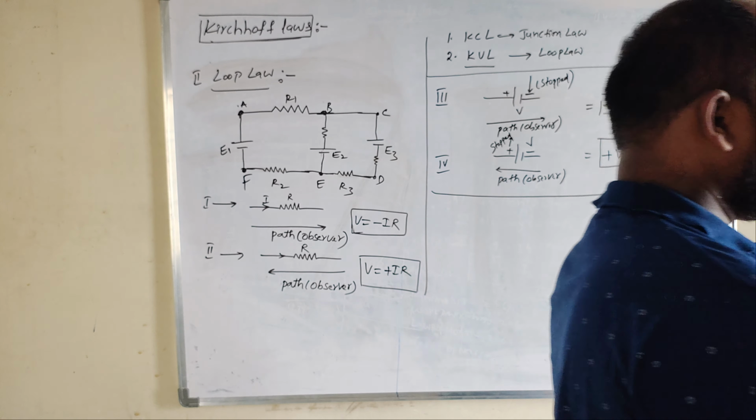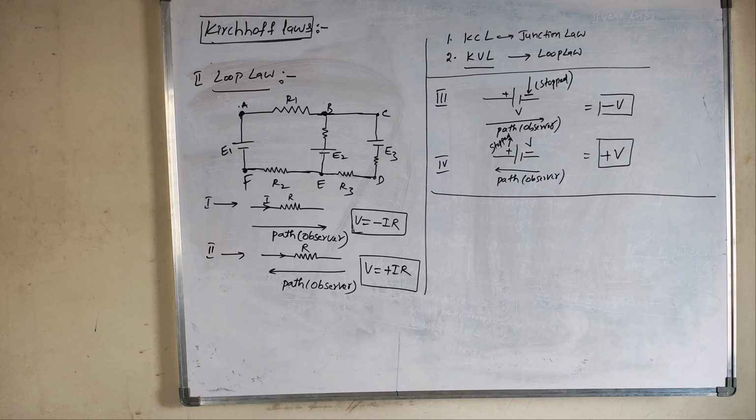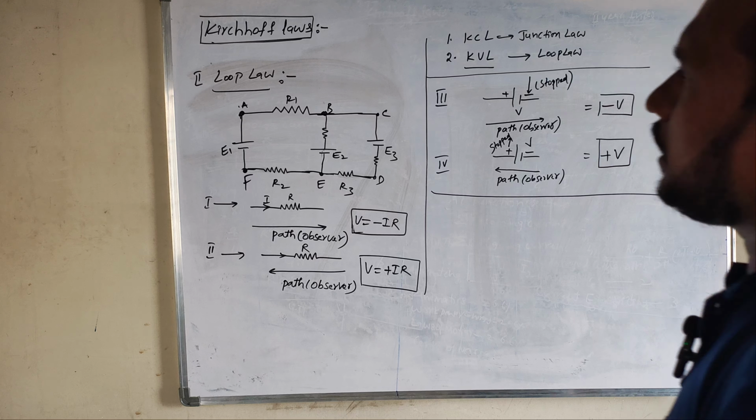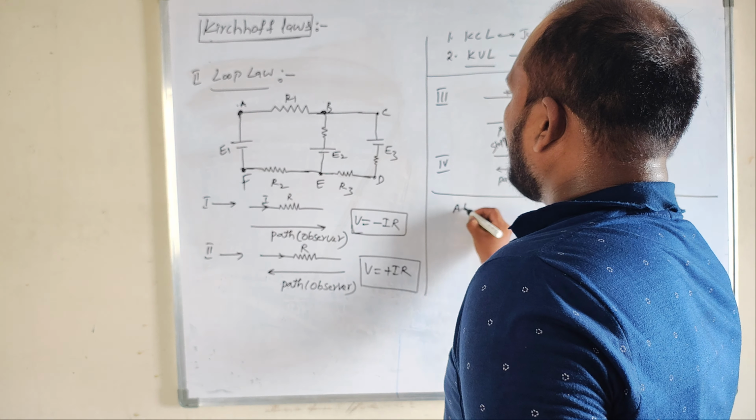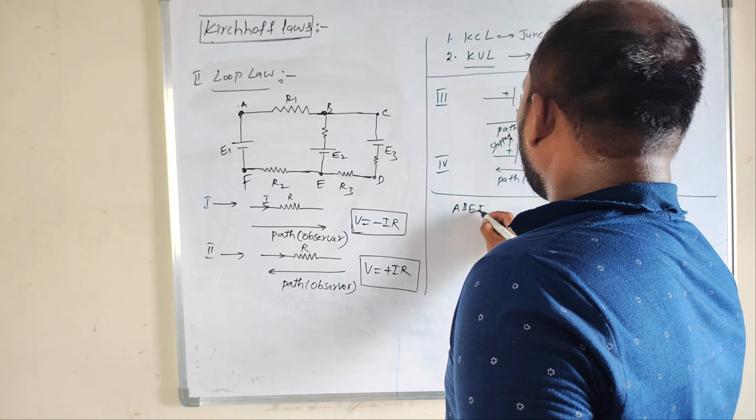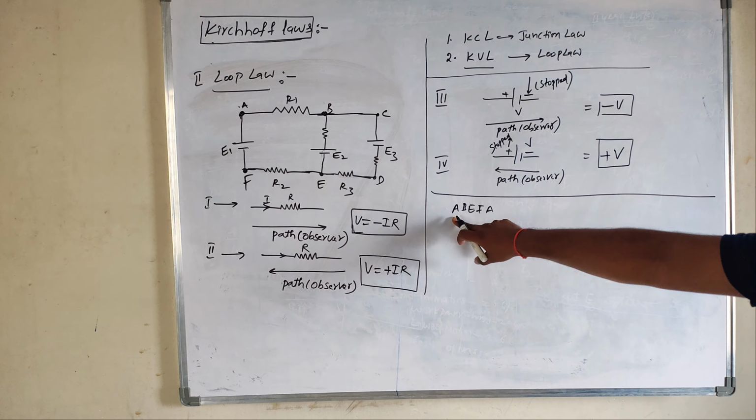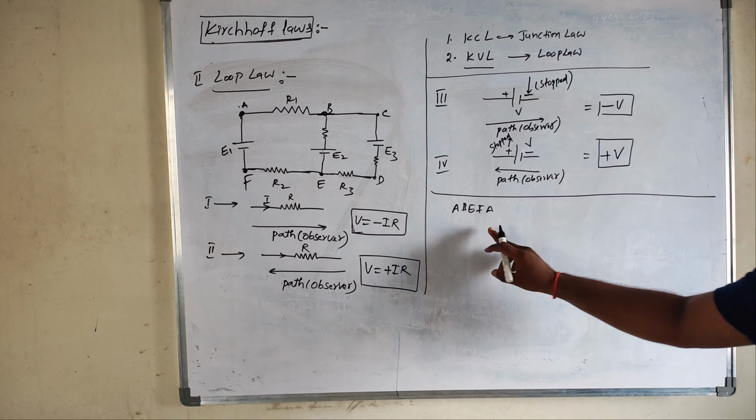Take any loop you wish. From the diagram we have to take any loop. Let's say I take A, B, E, F, A. Where did I start? A. Where did I end? A. So I have formed a loop.